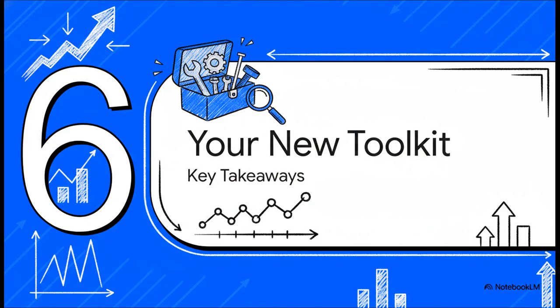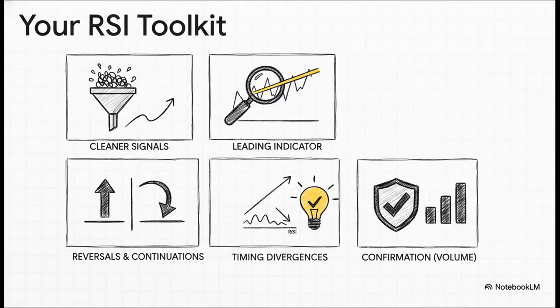So, let's bring it all home. We started with a simple myth, and we've ended with a complete system for reading market momentum. Let's pack all of this into your new trading toolkit. Here it is, your new RSI toolkit. First, test out a 30-period RSI for way cleaner signals. Second, use RSI trend lines as a leading indicator for momentum. Third, use breakouts to spot potential reversals and rebounds to join continuations. Fourth, always, and I mean always, seek confirmation, especially with volume. And fifth, the master stroke, time your divergence trades perfectly with a mini RSI trendline break.